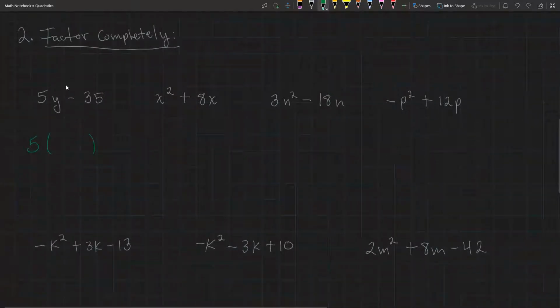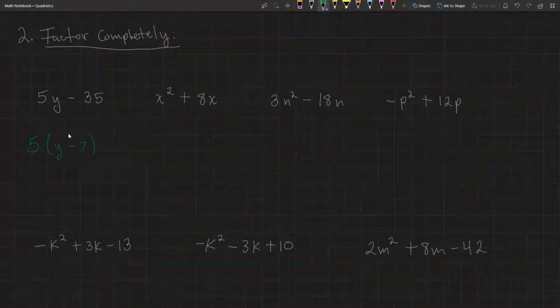How did we get the 5y? What's the only factor missing? It's the y. You can check that 5 times y will give you this 5y. And then another way you can think about it is 5y divided by 5. Notice that we are reversing multiplication. So you can think, what is 5y divided by 5? It's just y. And let's try that with the next one. What is negative 35 divided by 5? It is a negative 7. So that's one way that you can think about that.